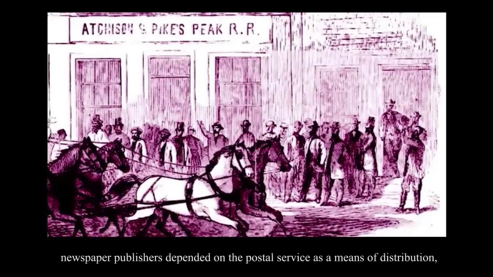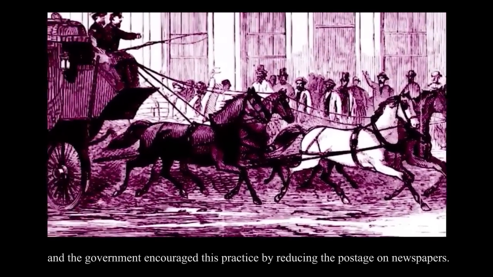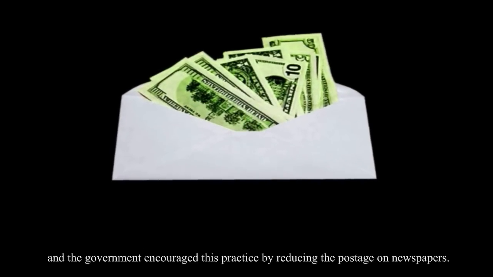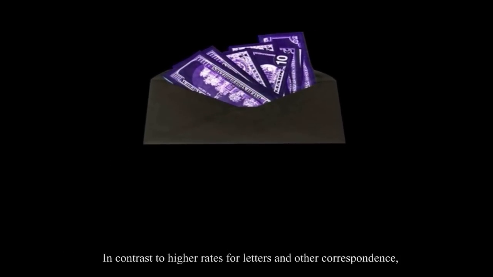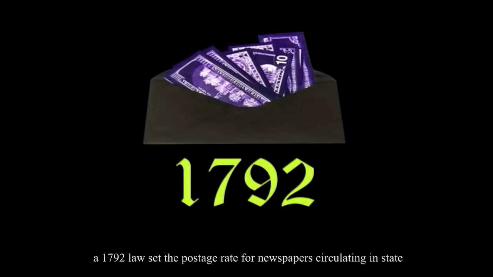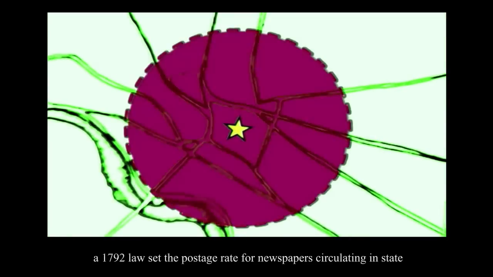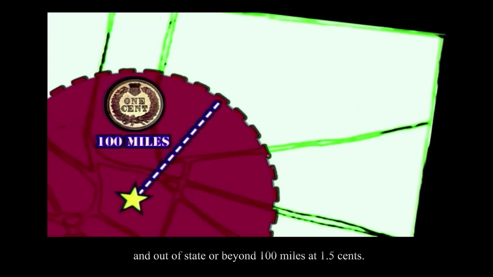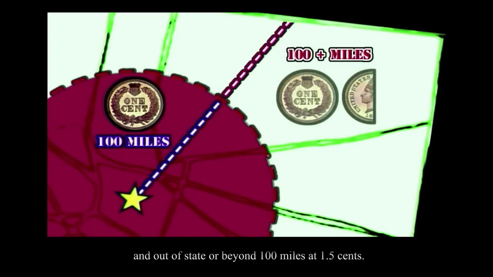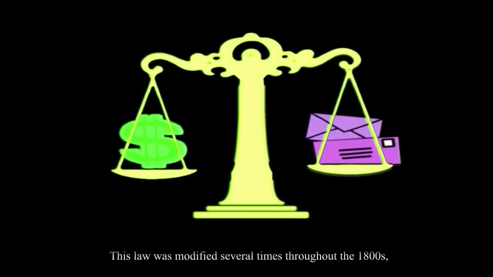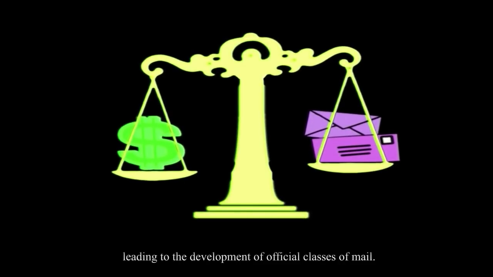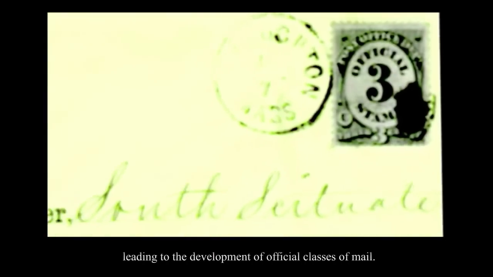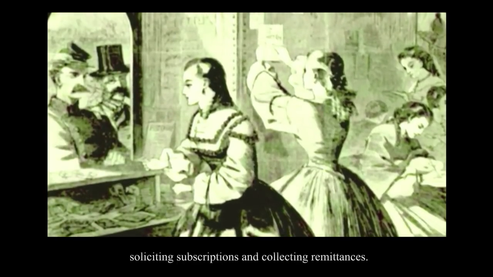newspaper publishers depended on the postal service as a means of distribution, and the government encouraged this practice by reducing the postage on newspapers. In contrast to higher rates for letters and other correspondence, a 1792 law set the postage rate for newspapers circulating in-state or within 100 miles of publication at 1 cent, and out-of-state or beyond 100 miles at 1.5 cents. This law was modified several times throughout the 1800s, leading to the development of official classes of mail. Post office officials often worked as newspaper agents, soliciting subscriptions and collecting remittances.